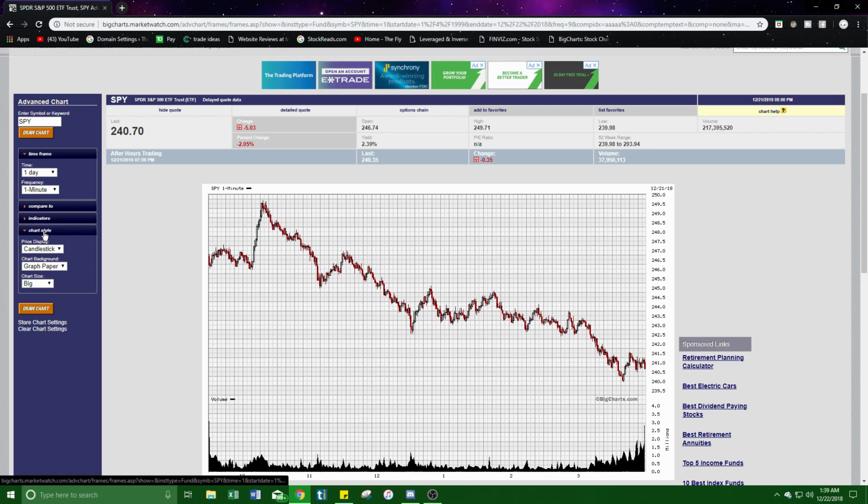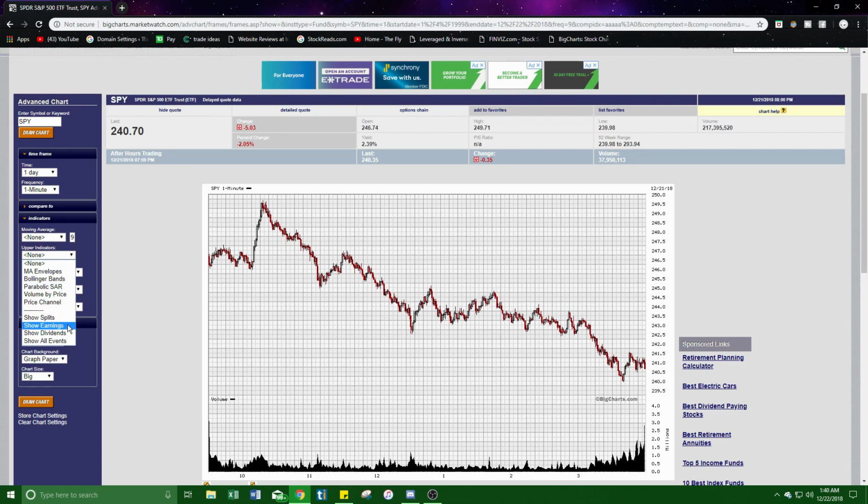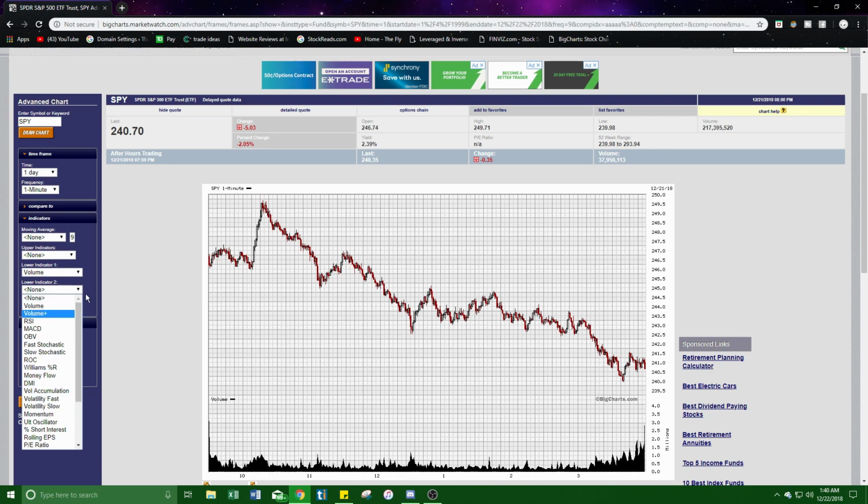But you can also throw on indicators if you want. You could throw upper indicators on, like your moving averages, splits, earnings, price channels, RSI, MACDs, PE ratios, all kinds of great stuff. You could do two lower indicators and two upper indicators. And there's your moving average right there.